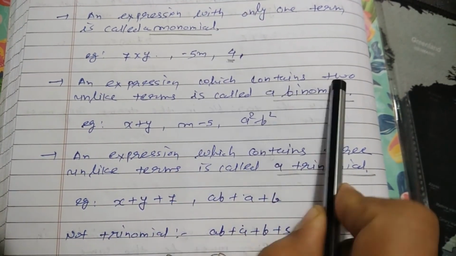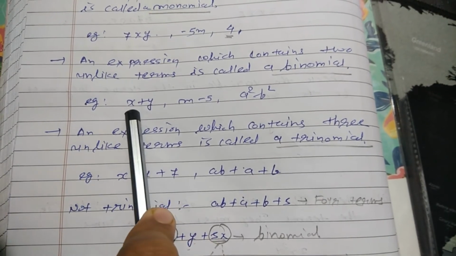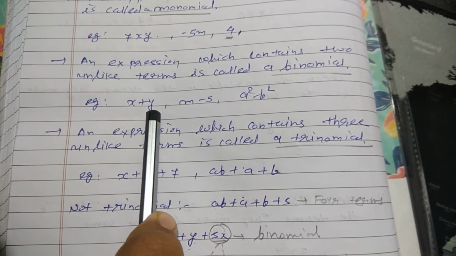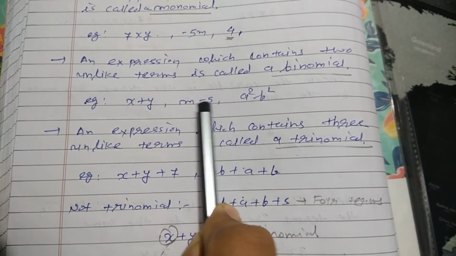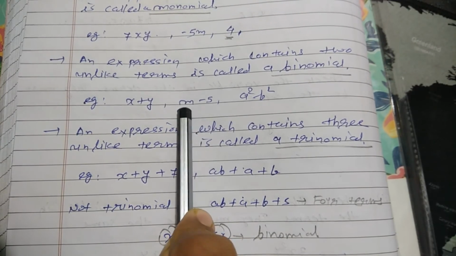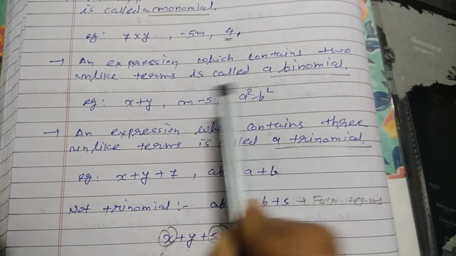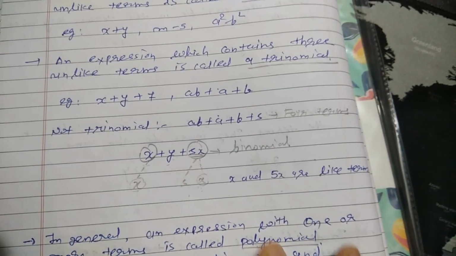Next, what is a binomial? An expression which contains two unlike terms is called a binomial. For example, x plus y. Here two terms are there, x and y, and they are unlike, so this expression is called a binomial. Next, m minus 5. Here two terms are there, m and minus 5, and they are unlike, so it is called a binomial. Similarly, a square minus b square is a binomial expression.